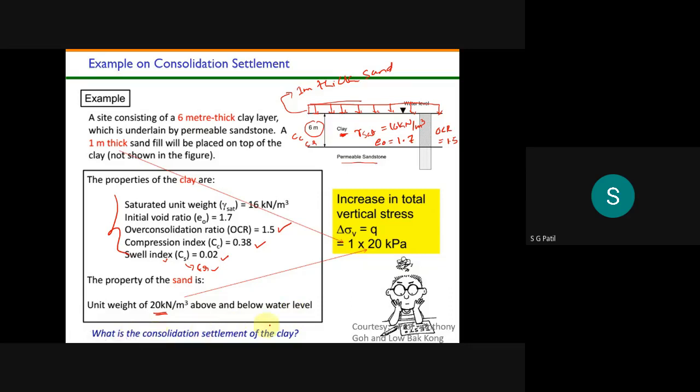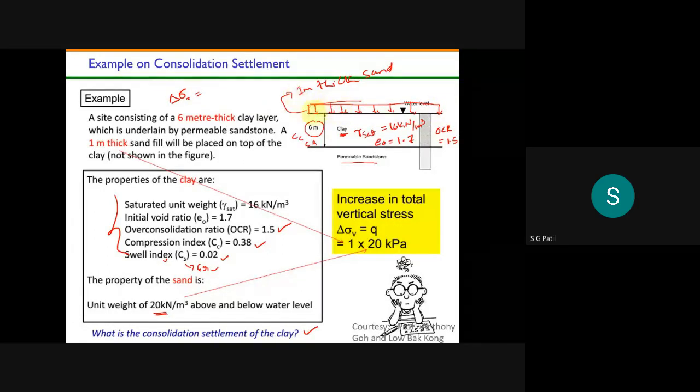What is the consolidation settlement of the clay they are asking? The unit weight of sand they have given. Then what is my delta sigma? Delta sigma is nothing but due to this 1 meter thick sand layer that I am putting, my stress will change here. So that is my delta sigma Z, I can call. That is simply the weight of this sand layer.